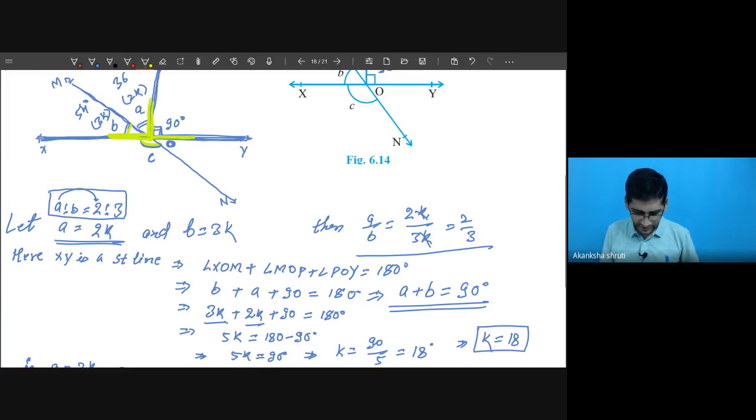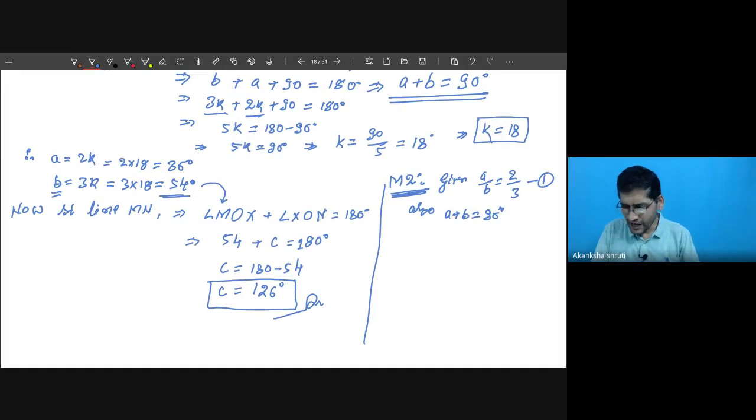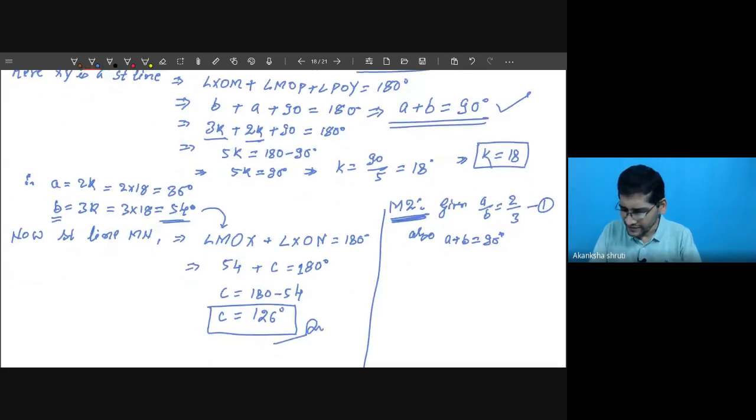So you can directly use this A by B ratio given, and here you may write A plus B is equal to 90 degrees. If you have doubt what A plus B will be, you can apply this approach also. It is the same thing, but written faster. Now you have to solve these two equations. How to solve it? A plus B is 90 degrees, but A by B is 2 by 3. So that can be substituted.